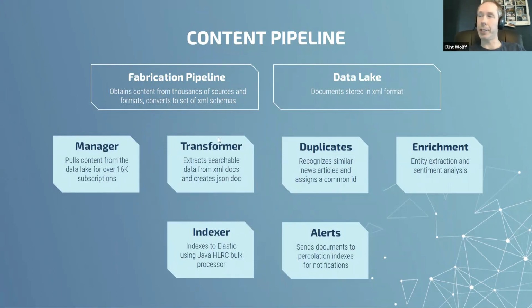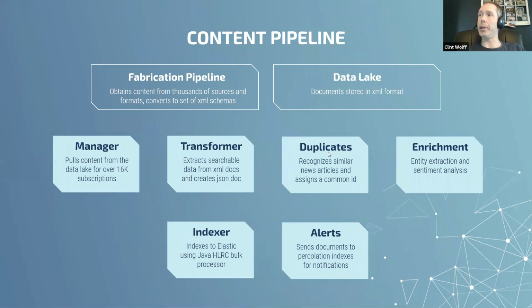So getting onto what the transformer does, the transformer is responsible for looking at each one of those XML documents. It's going to know things about what we want to search on in those documents. It basically has a bunch of XPath configuration, and it's going to go in and start extracting data from those documents and creating a JSON document out of that which we're going to later index. So we're pulling all the searchable data out of it.